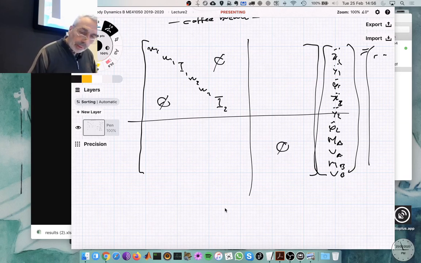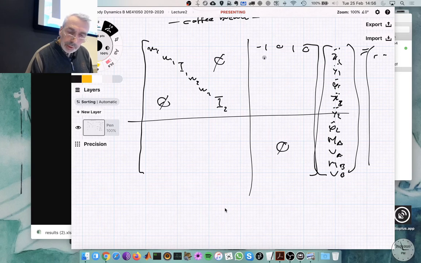Now I want to write down in detail what we have here. Minus 1, 0, 1, 0. 0, 1, minus 1, 0, 1. And then a shorthand notation, L over 2. I assume that all the lengths of the two bodies are identical. And this is sine phi 1. And this is L over 2 cosine phi 1. This is minus L over 2 sine phi 2. And this is L over 2 cosine phi 2.